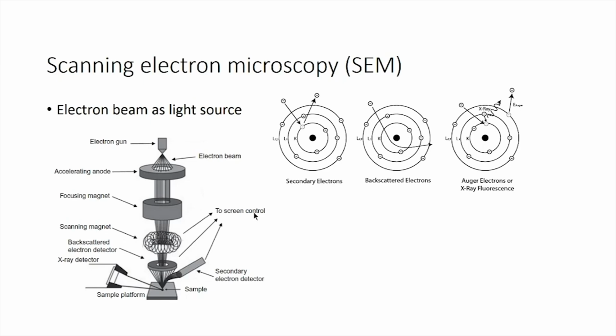In scanning electron microscopy also you can find out the elemental composition, where it will show the percentage of elements present on the surface also. Okay. So, that is called the X-ray energy dispersive method.